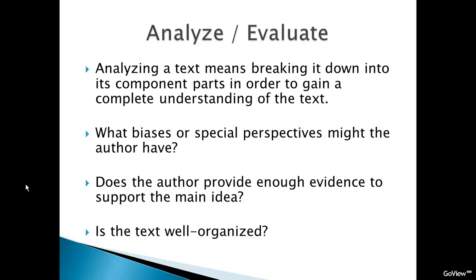You want to think about what biases or special perspectives the author might have. For instance, in one of the essays that you'll read this week called Save Me Mickey, the author is an immigrant. So she's going to have a different perspective than a child who was born in California and never left the state.